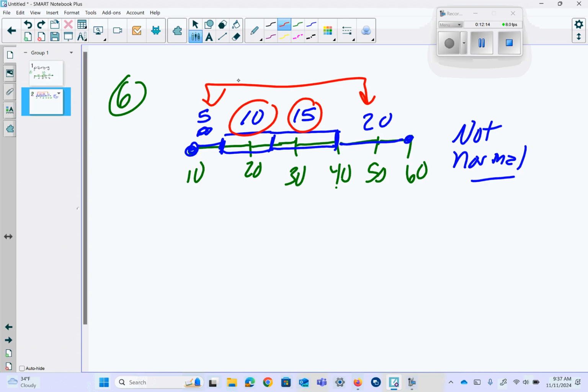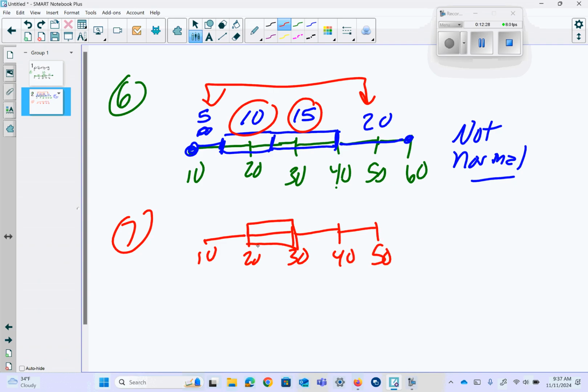And then 10, 20, 30, 40, 50. So number 7, you got 10 here, 20, 30, 40, 50, where you have this.